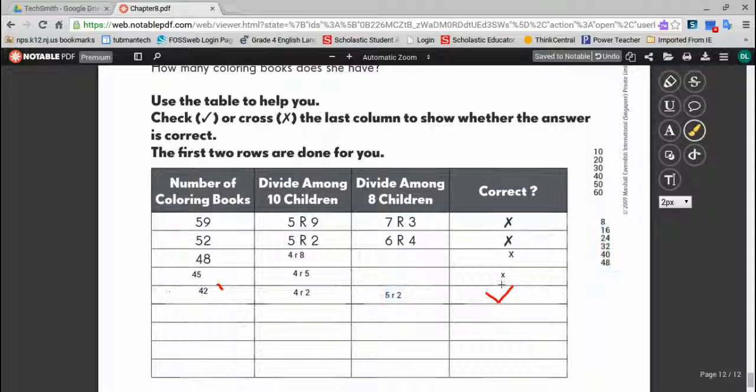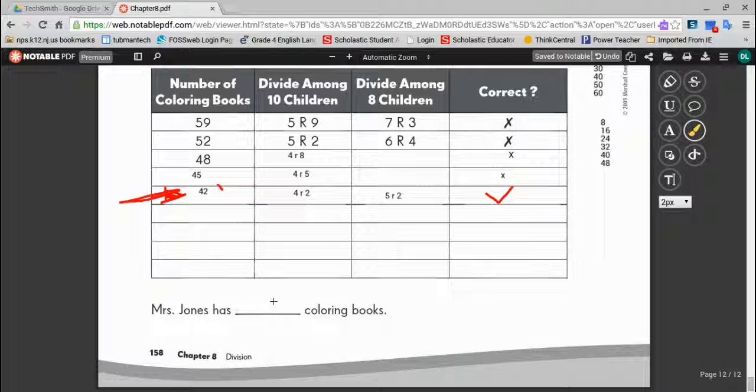So I know my answer is right here, 42. Alright, so Mrs. Jones has 42 coloring books. And that's page 158.